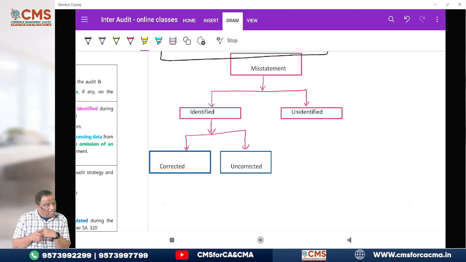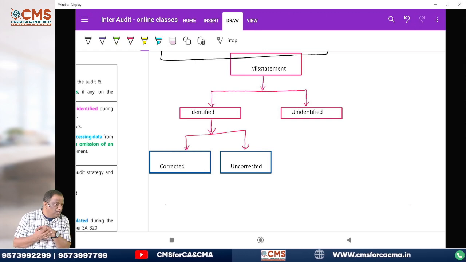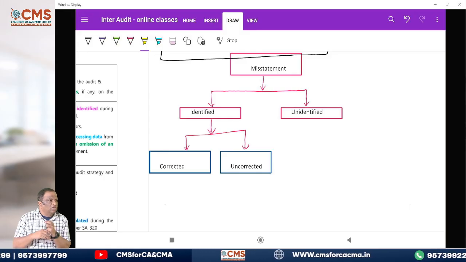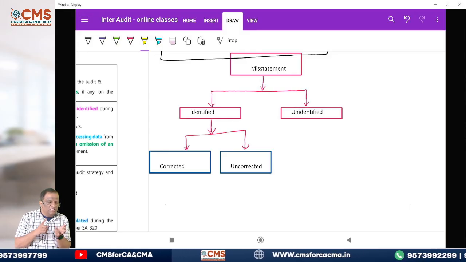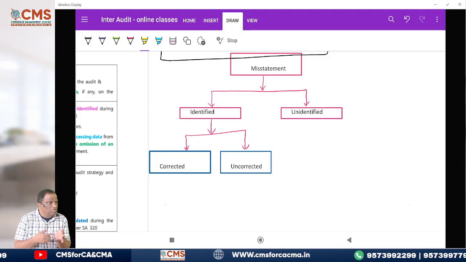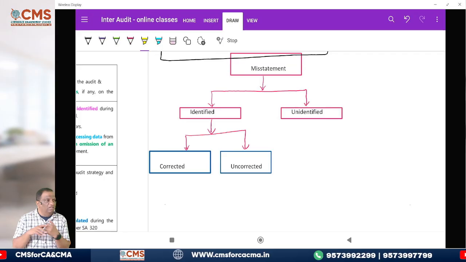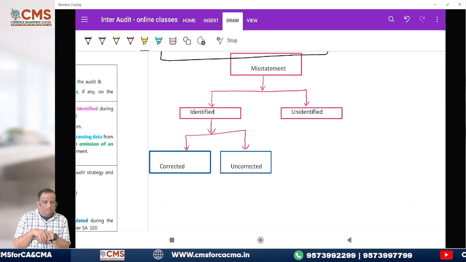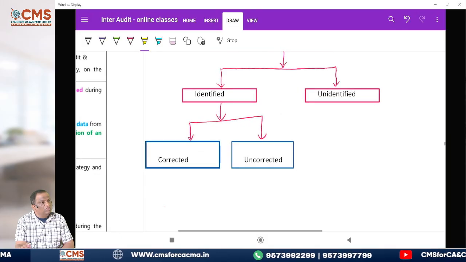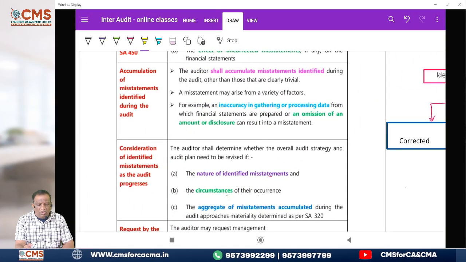But there are times you identify a misstatement, but the management may be unwilling to correct it. They say, no, I can't change the figure. If I change, then everything will have to be changed. It will affect my profit. And once profit is changed, then CSR will change, tax will change, my commissions will change, managerial remuneration will change. So I don't want to take it. We'll pass the entry in the next year. So sometimes, though the mistake is identified, the management will not be correcting it.